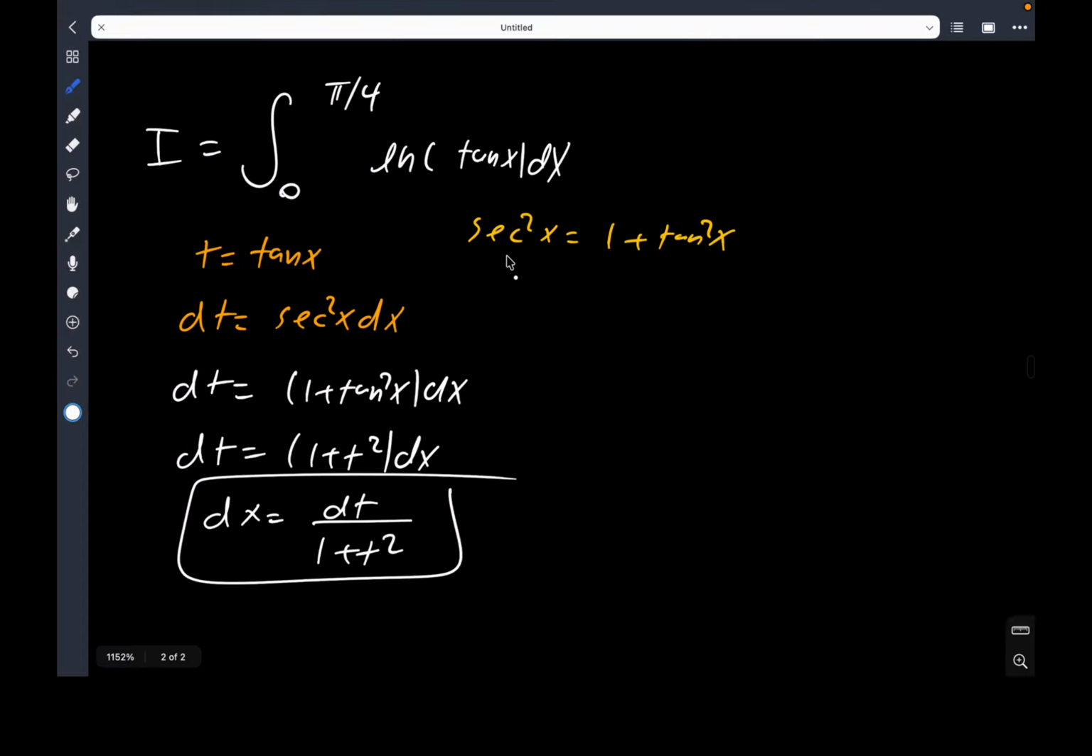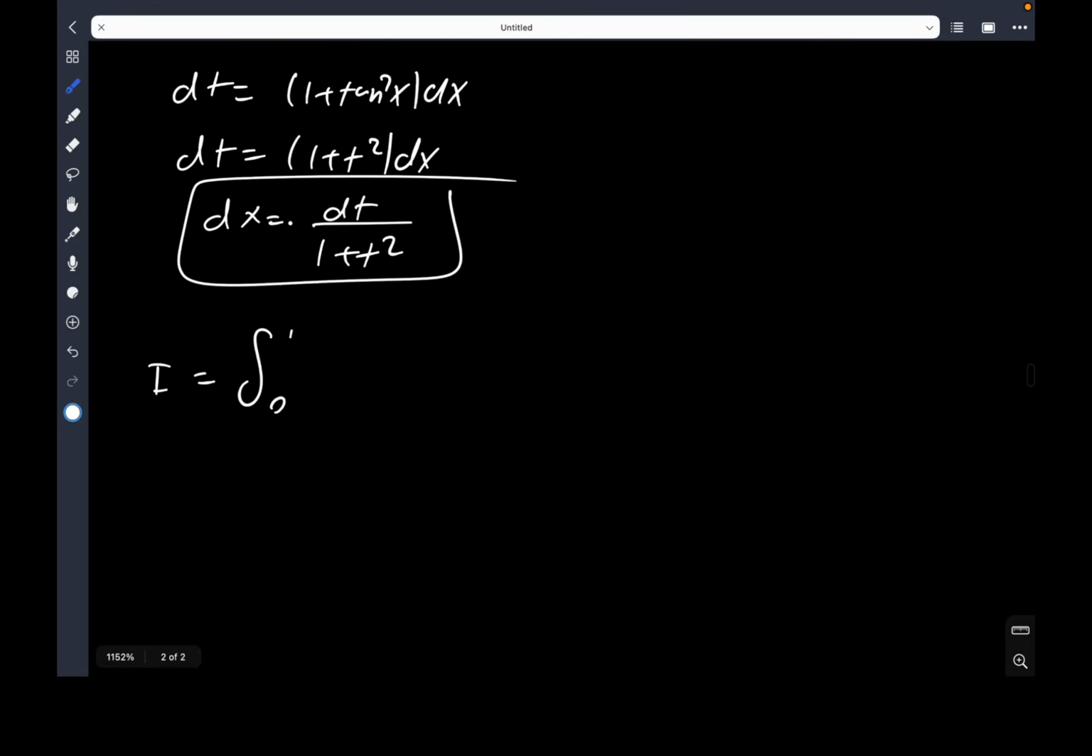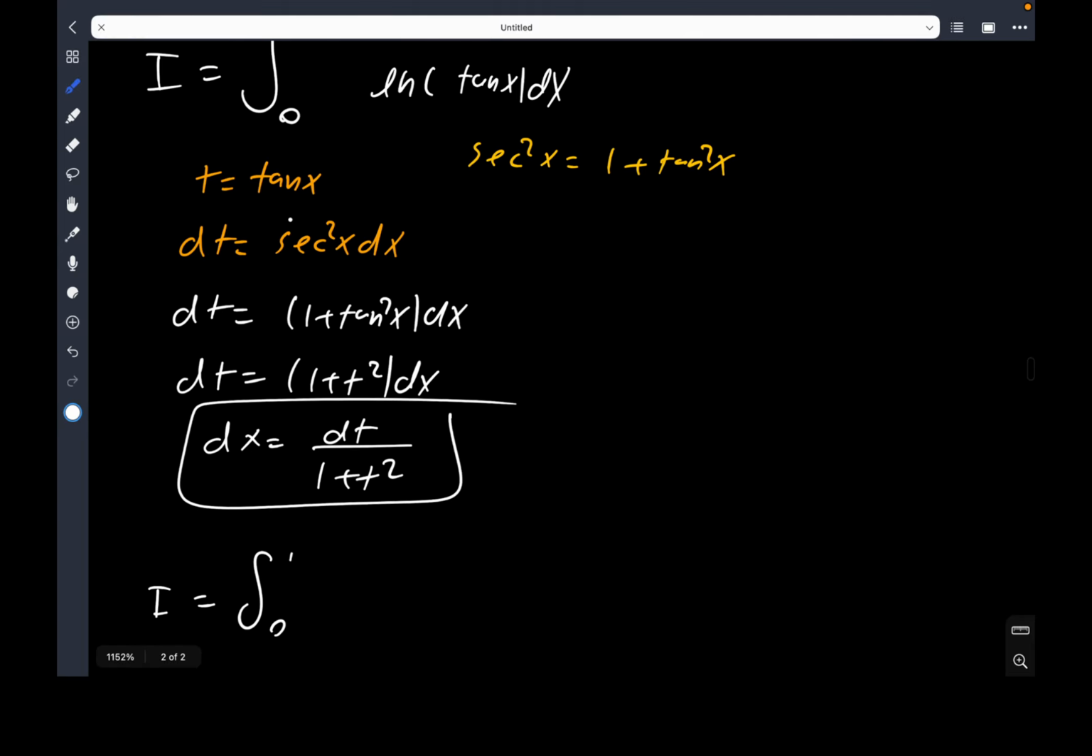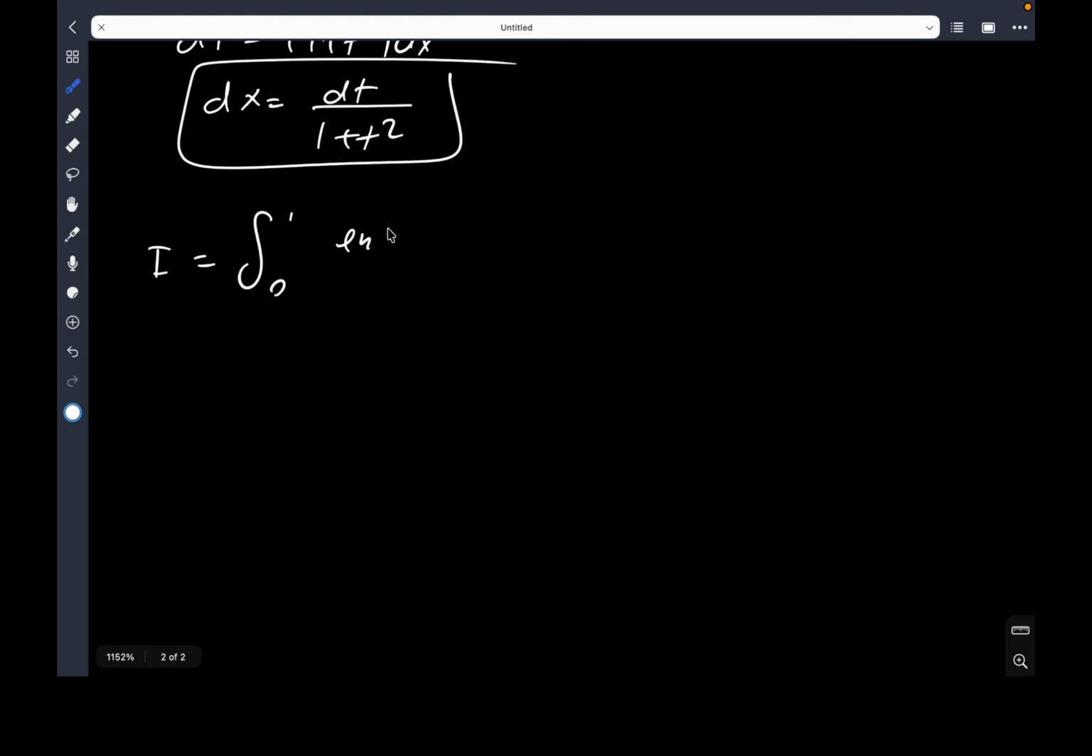And for the boundaries of this integral, when x equals pi over 4, tan of pi over 4 is 1. Therefore, my integral would be from 0 to 1 of the ln of t over 1 plus t squared dt.